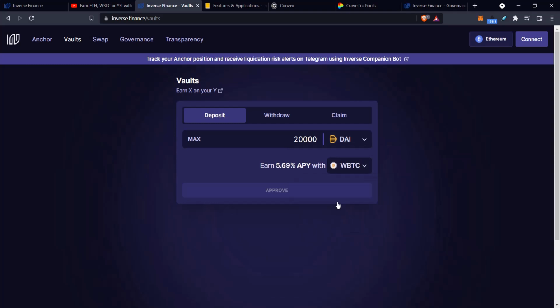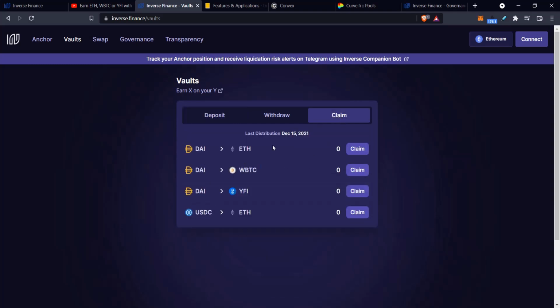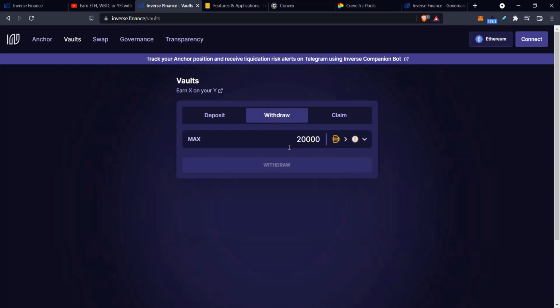With DAI and WBTC, I can use this to buy WBTC or YFI tokens. So it's a way for you to dollar cost average into these tokens over a long term using nothing but your yield. So you don't risk your initial capital. Okay? So anytime you want, you can come and claim the tokens that you have earned, or you can withdraw your initial capital here as well.